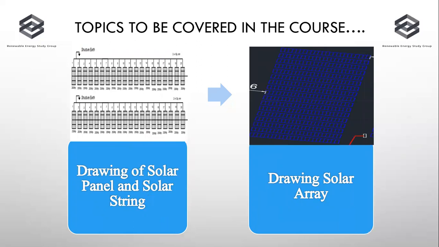Next we're going to see how we can draw the solar panel and the solar strings. As per our mathematical calculation, we have to plan how many panels are required, and according to the site dimension, we try to fit the solar panels within the available area. Similarly, we're going to draw the solar arrays. We use a specific shortcut command in AutoCAD, and according to that, we'll see how we can easily prepare the overall solar array for our solar power plant.